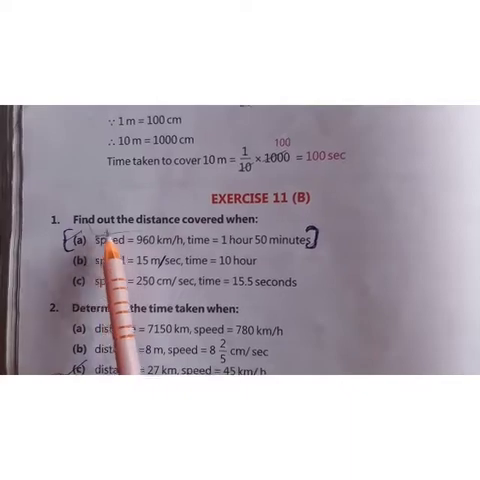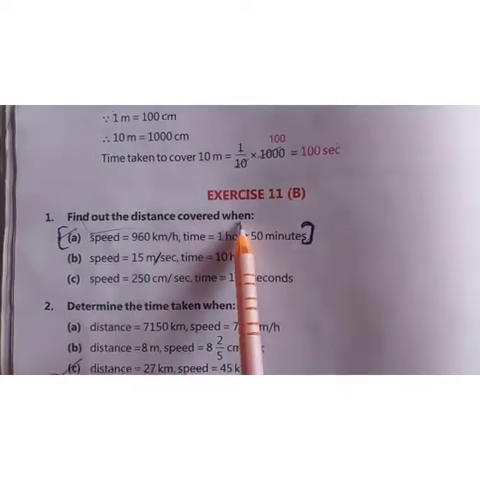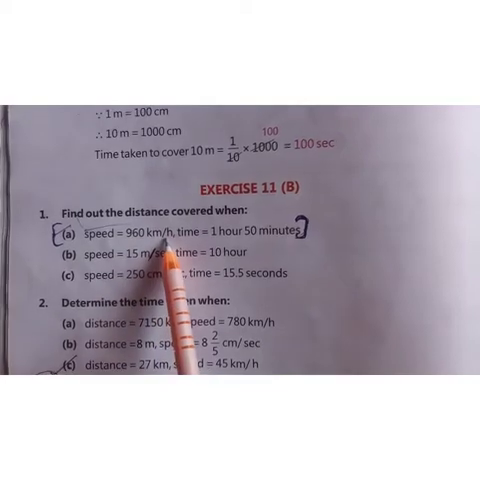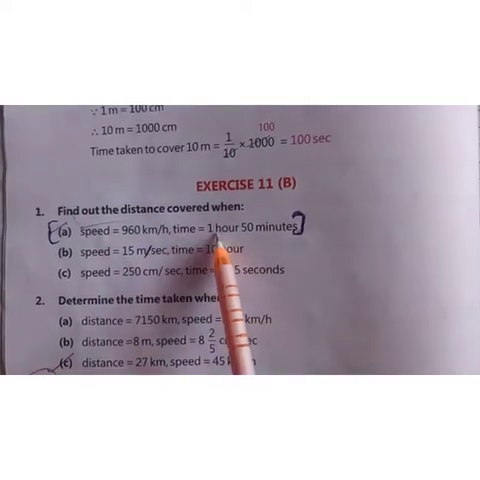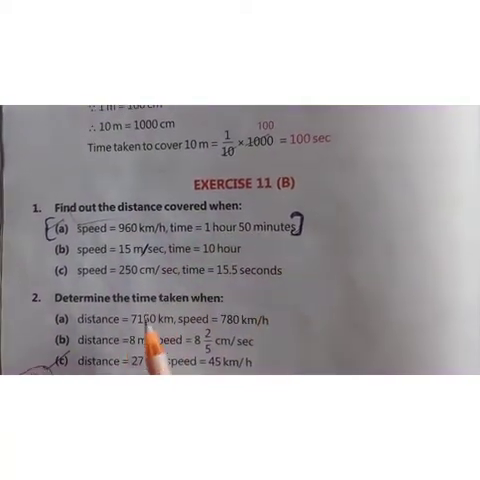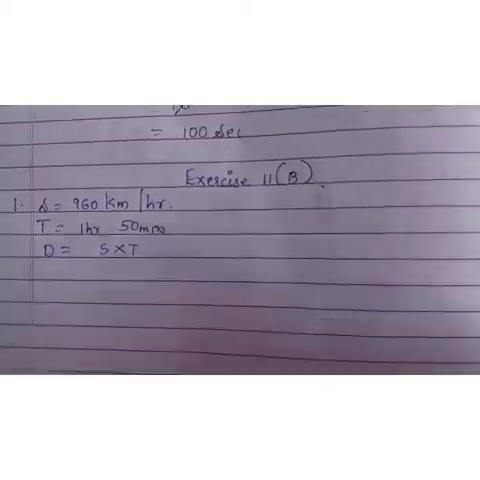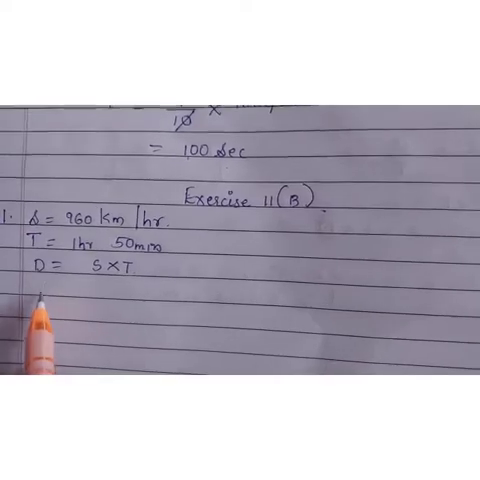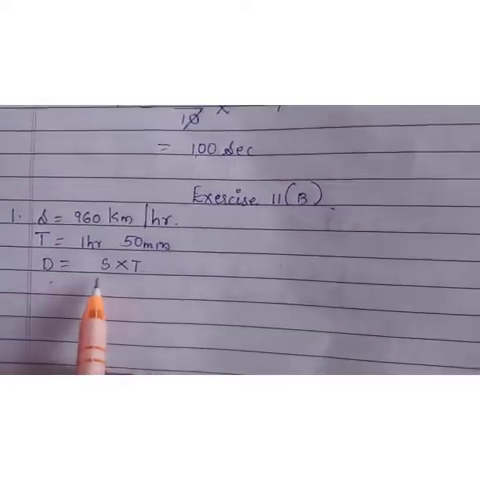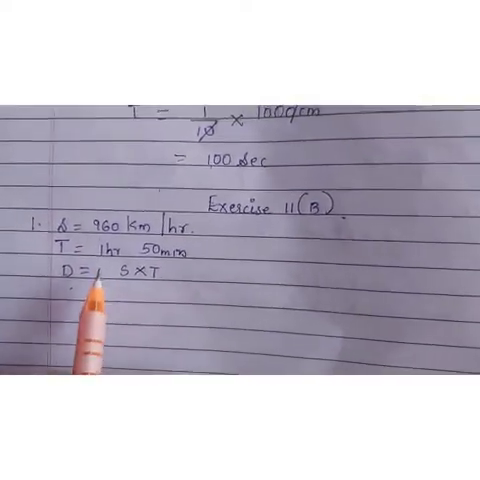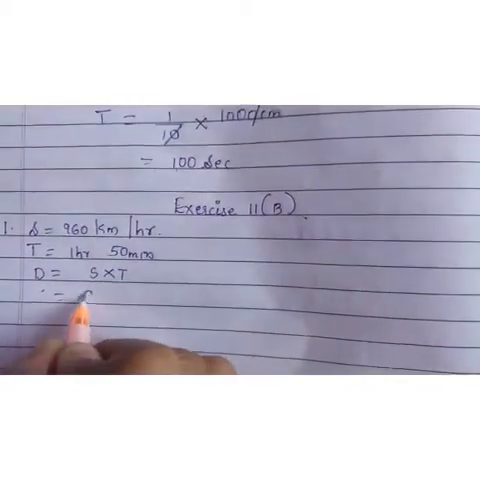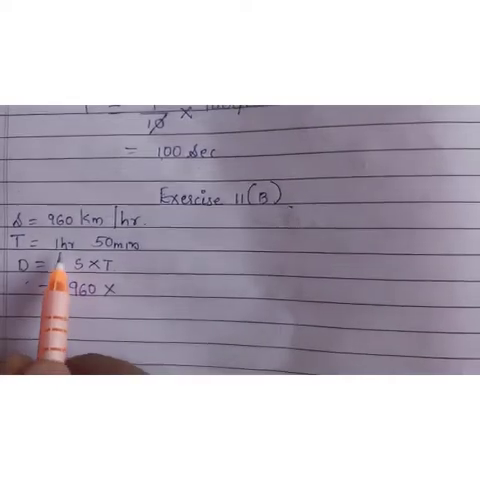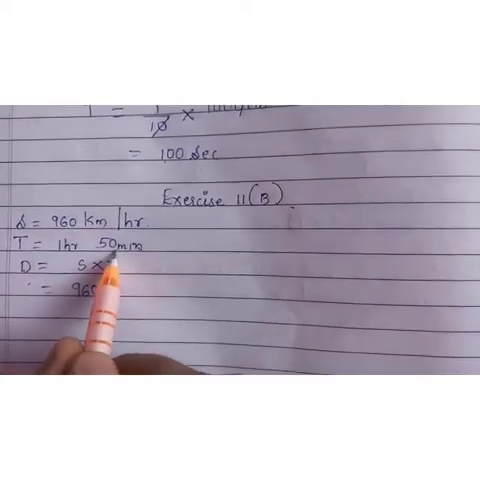First main question, find out the distance covered when the speed is equal to 960 kilometers per hour and the time taken is equal to 1 hour 50 minutes. So children, you know the formula to find the distance, I had discussed in the last video. Distance traveled is equal to speed into time. Now what is my speed? It is 960 kilometers into time, that is 1 hour 50 minutes.